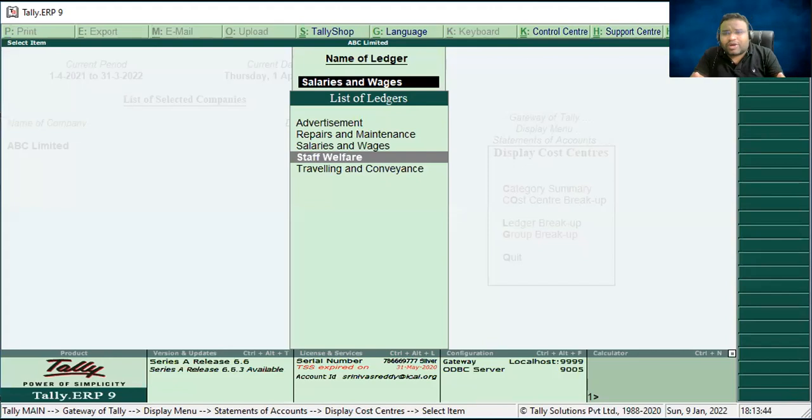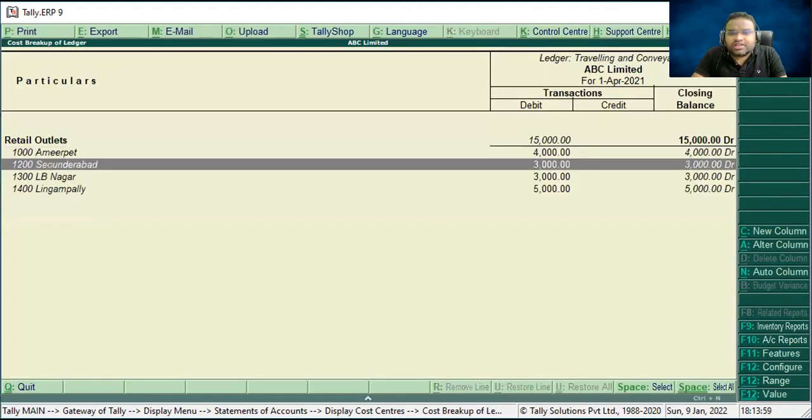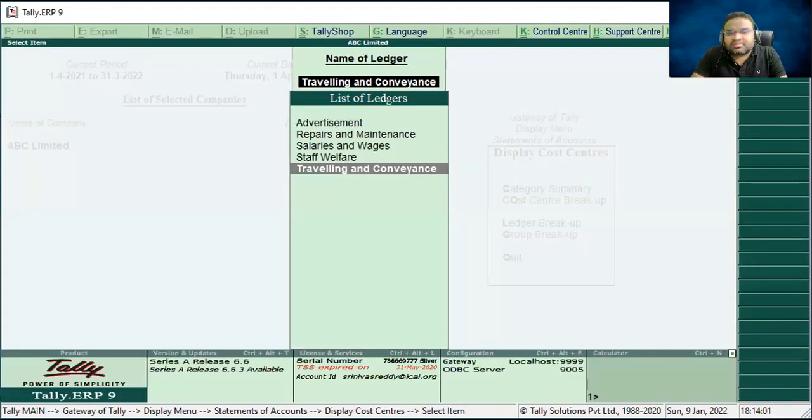Comparisons. Sir, ultimately, what are you going to do, sir? The business analysis. We are not for giving the data. We need to use the data for multiple decisions. That is what we have discussed about management accounting. Staff welfare, no cost. Traveling and conveyance, I've incurred 4 these levels.